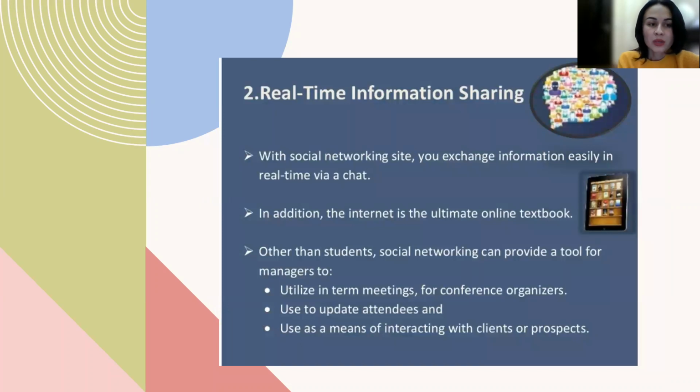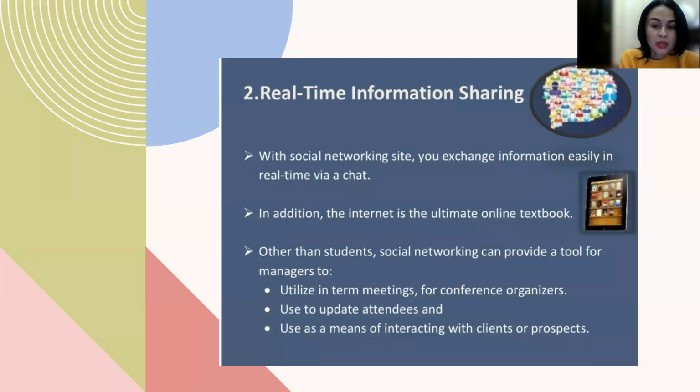Number two, real-time information sharing. Through chatting, you can spread any information to any individual or to any group of individuals very quickly. Also, the internet is like a huge textbook, so you can find answers to any questions. You just say, okay, Google, and go on with your question, and the answer that you have been searching for ages pops up in a matter of seconds, which is a very powerful information sharing, yes?